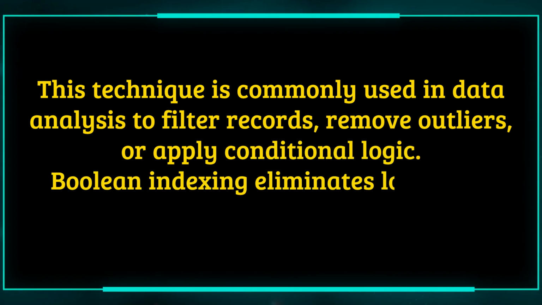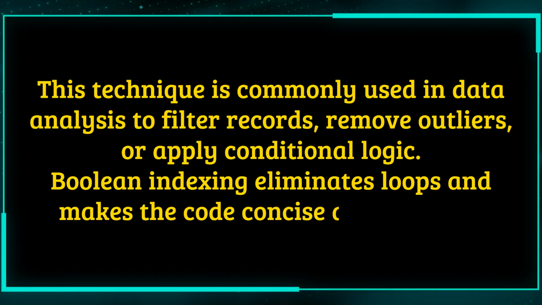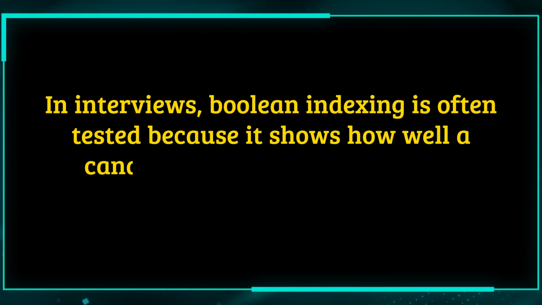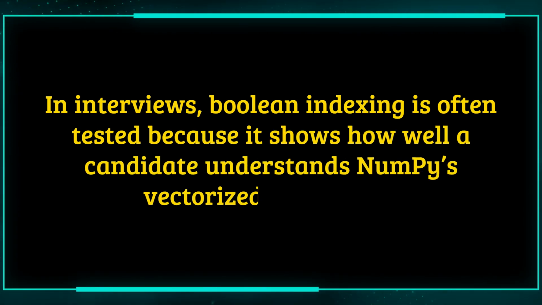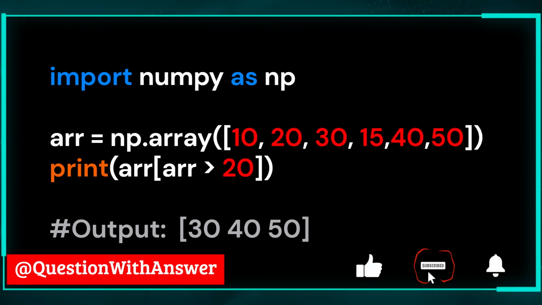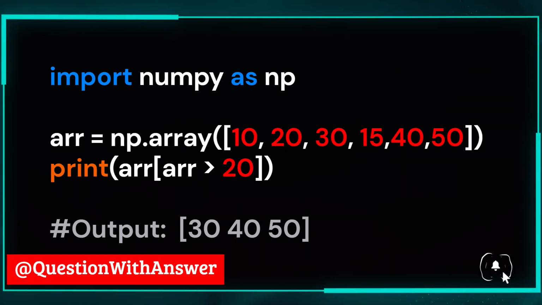Boolean indexing eliminates loops and makes the code concise and efficient. In interviews, Boolean indexing is often tested because it shows how well a candidate understands NumPy's vectorized operations. This code filters and returns only those elements that satisfy the condition greater than 20.